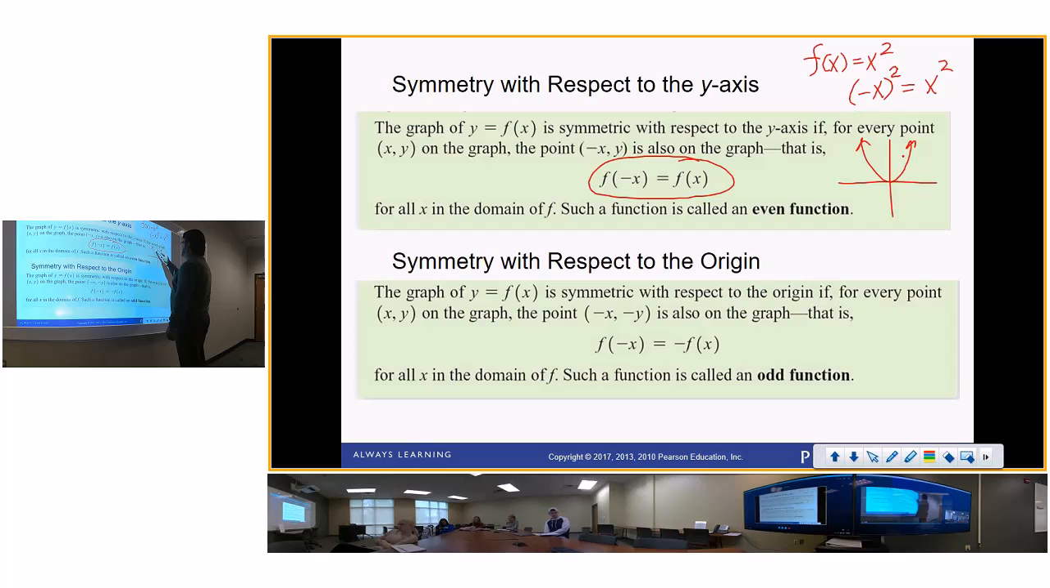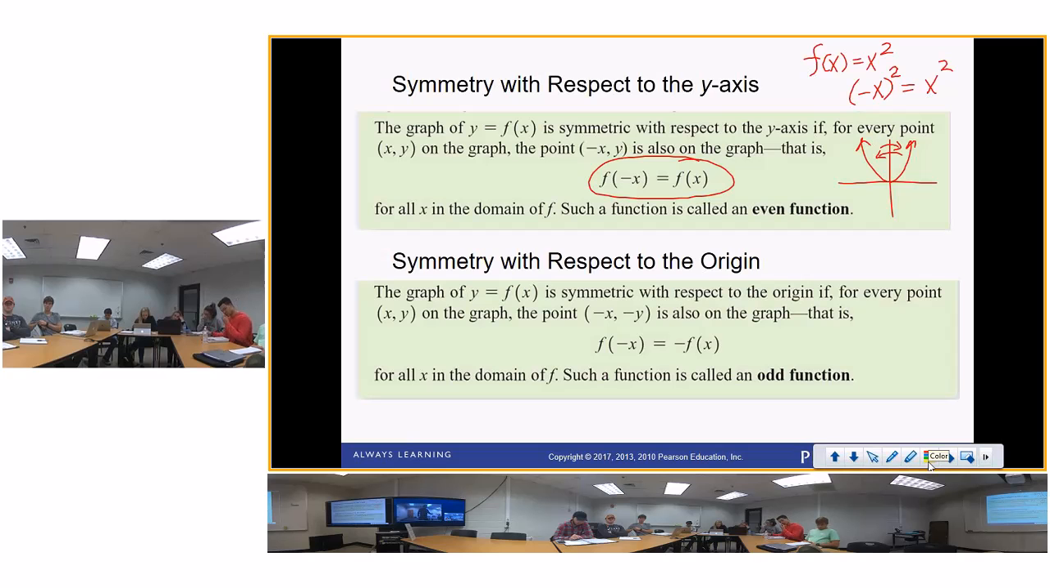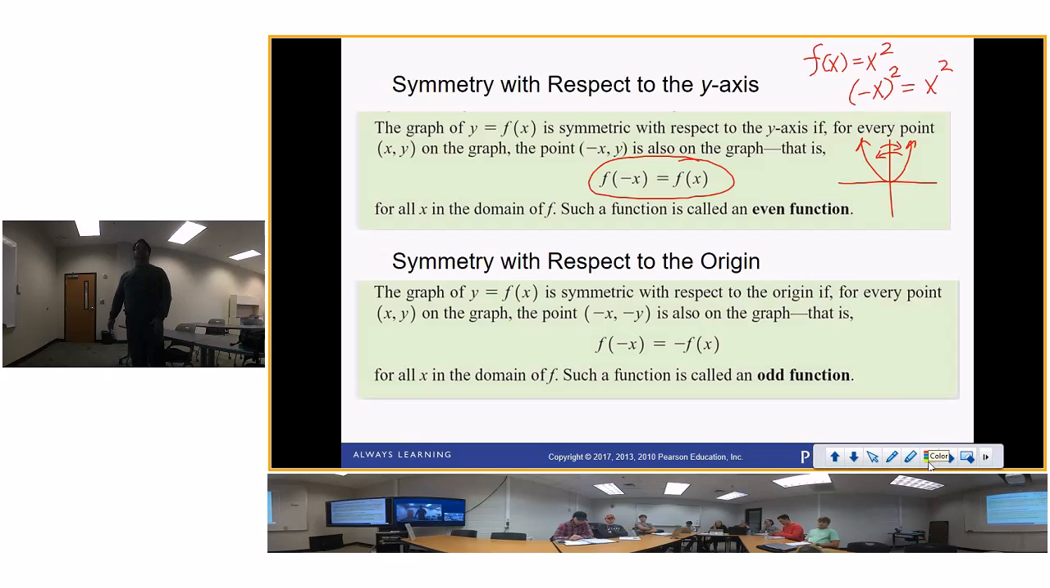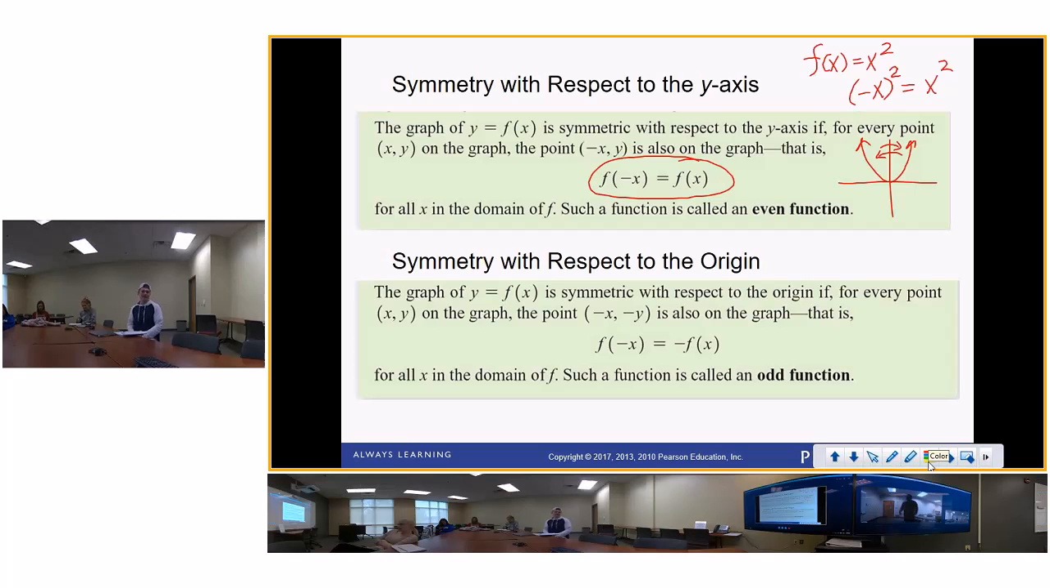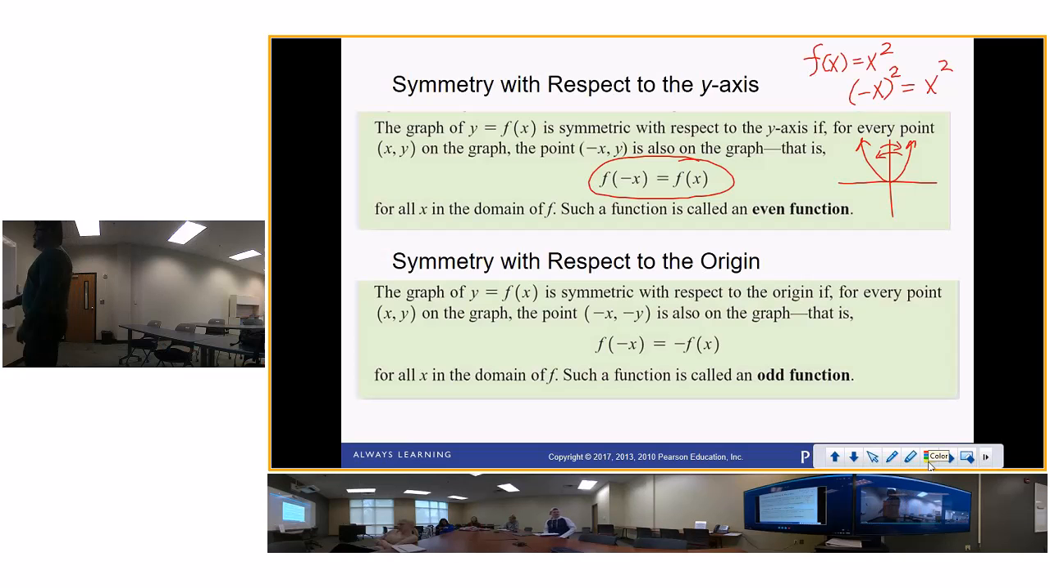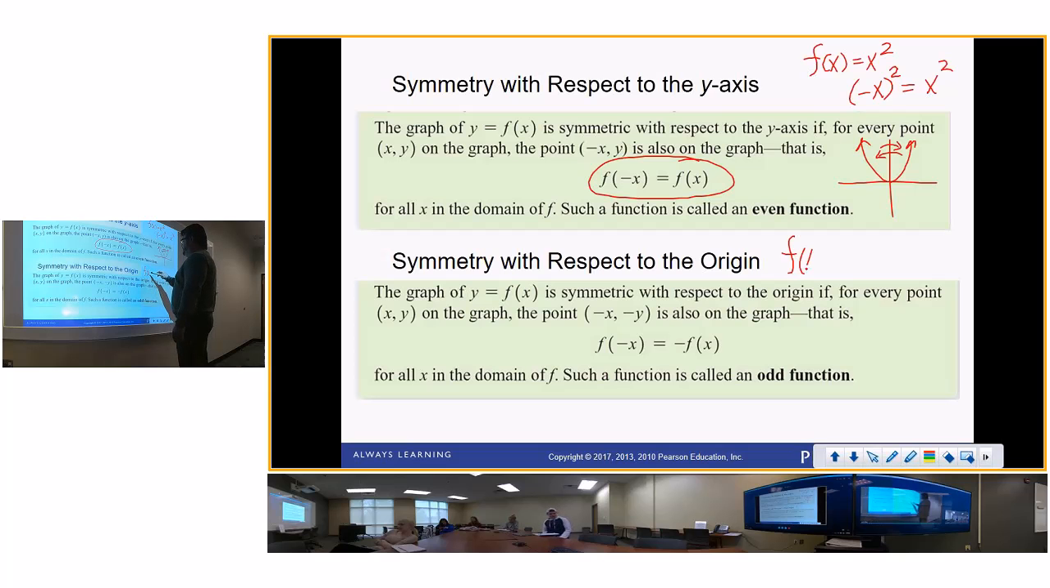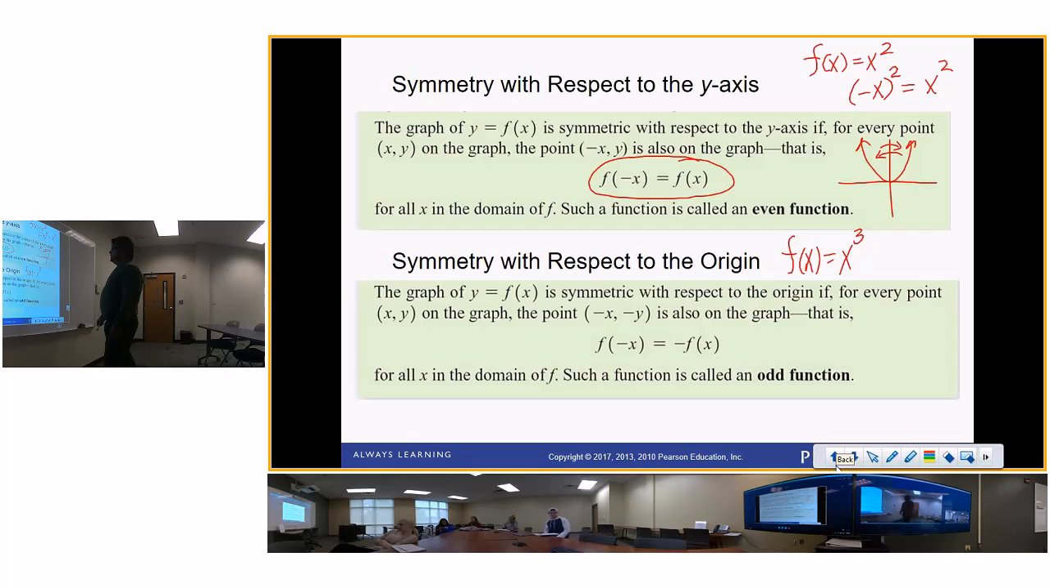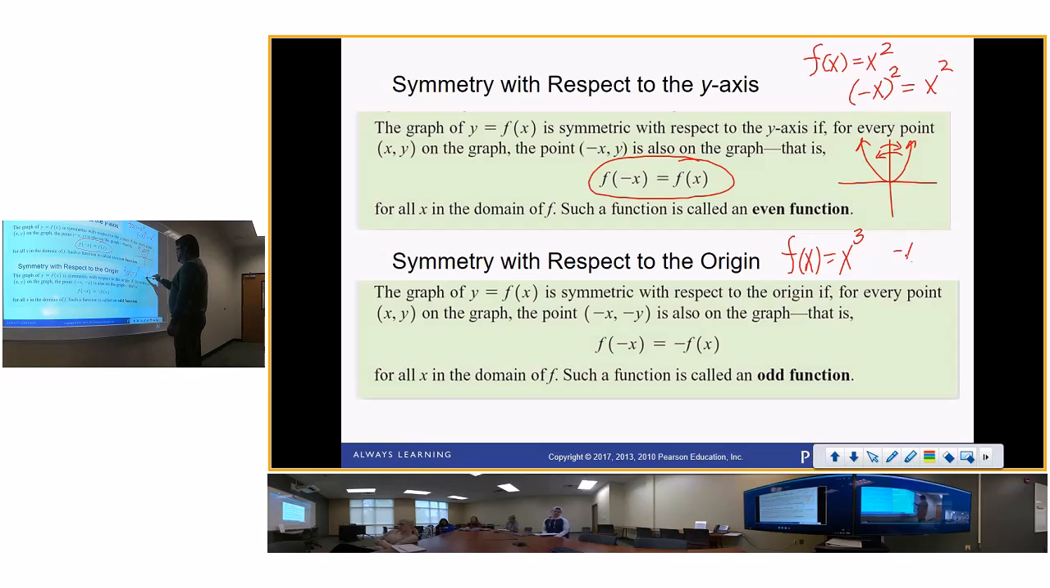It's symmetric around the y-axis. And those of you who don't know what symmetric means, dang old mirror image, okay? Dang old definition. Now what about the origin? Well, do f of x is equal to x cubed. Plug in negative x. Negative x cubed is equal to what? Negative x cubed, right? Yep.